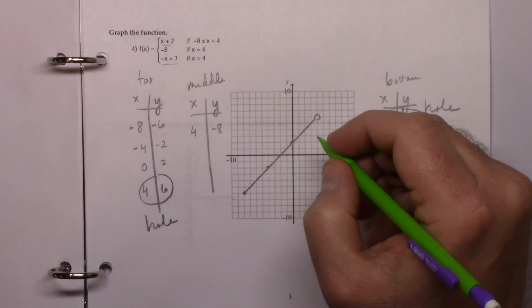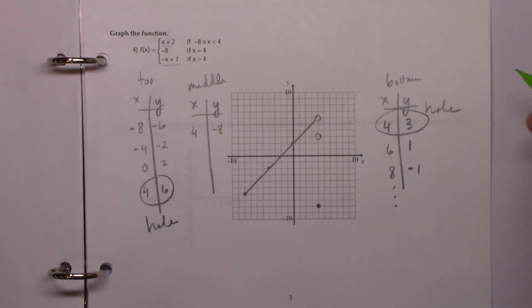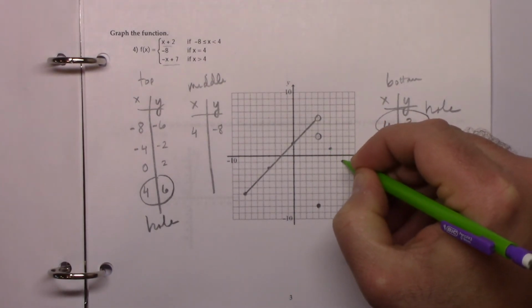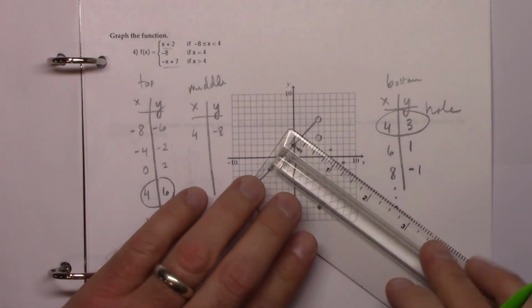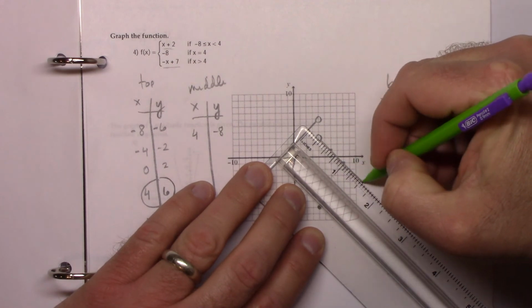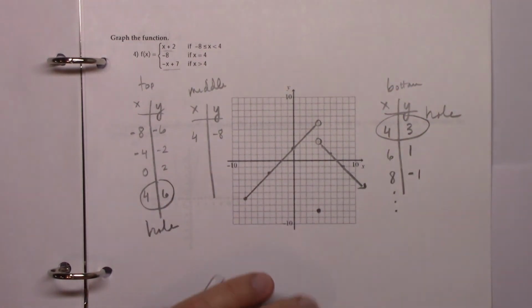So let's go ahead and plot this information. 4, 3, that's the location of another hole. 6, 1 is a point. 8, negative 1 is a point, and that's going to continue going down to the right indefinitely. So I'm going to go ahead and draw in that nice straight line. I am not stopping. I'm going to put an arrow here.